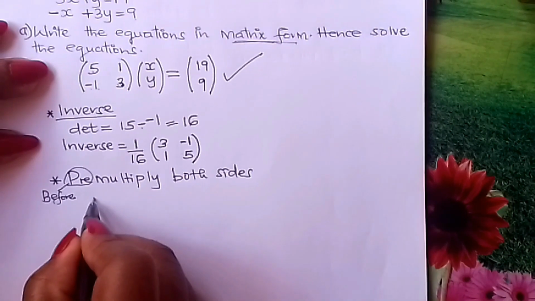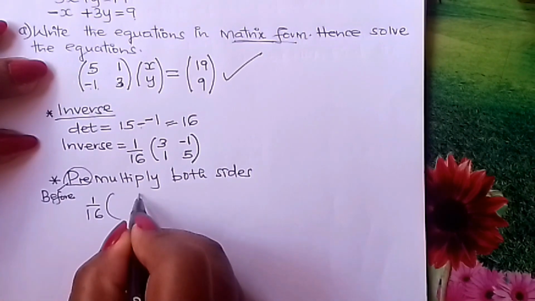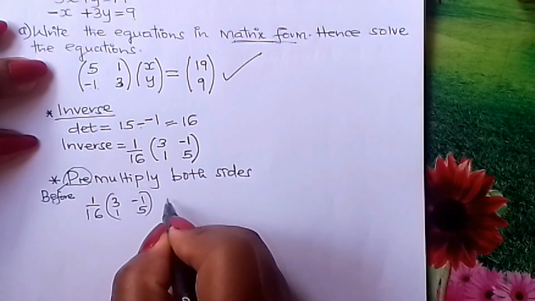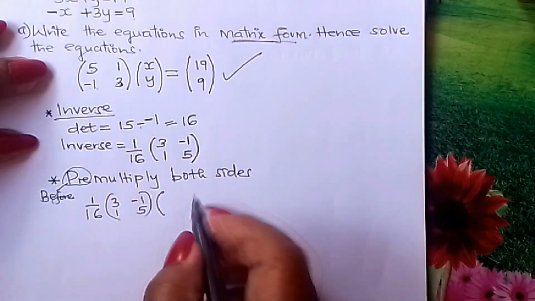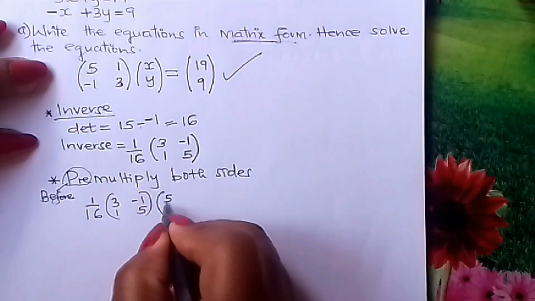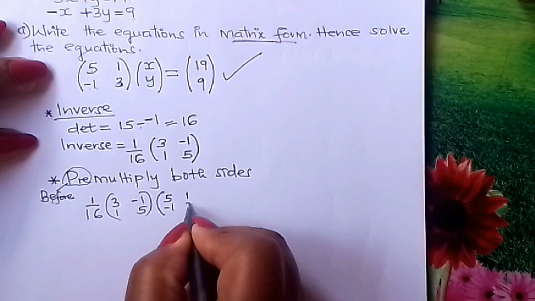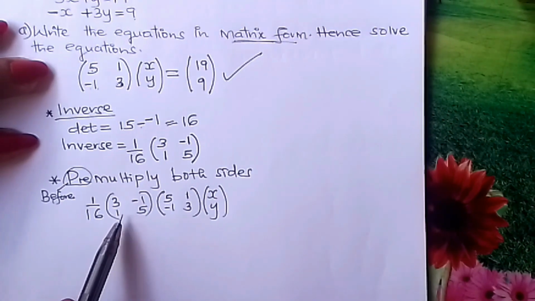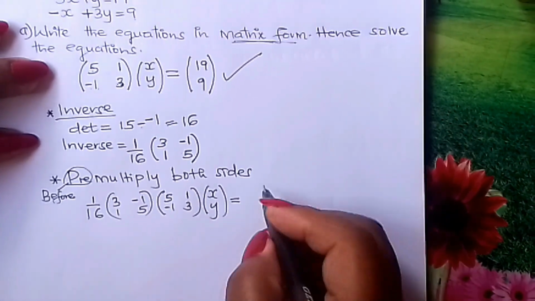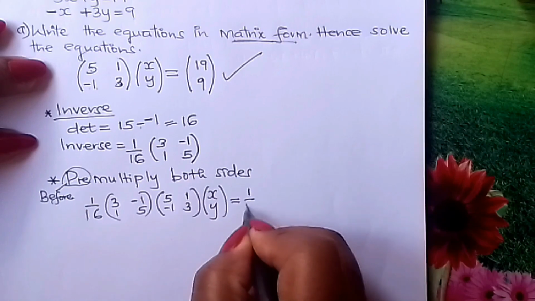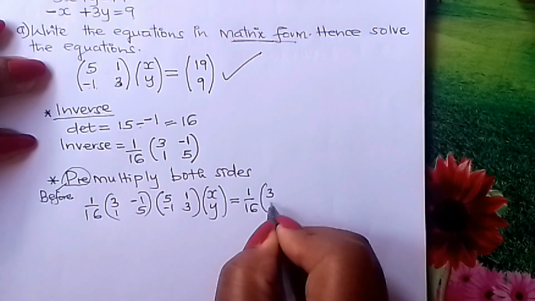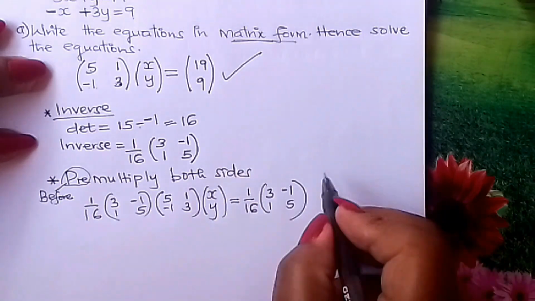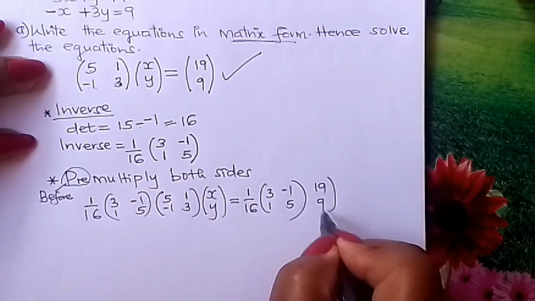So you have 1 over 16, 3, 1, negative 1, 5, multiplying the left-hand side of the matrix equation, 5, negative 1, 1, 3, x y. There we are. We have to put it before. Then on the other side, again, you do the same: 1 over 16, 3, 1, negative 1, 5, and then you write your 19 and 9.